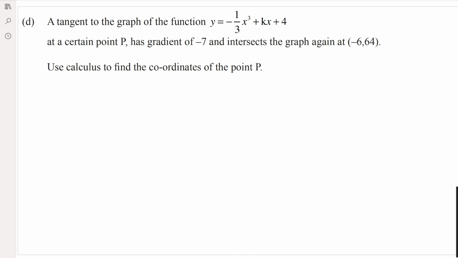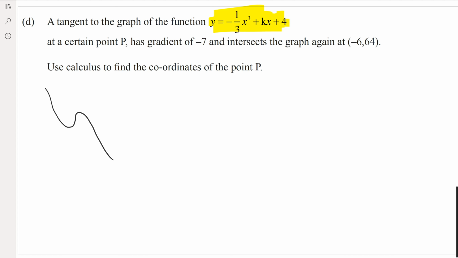So the last question for this particular exam paper, what we have is we've got a tangent to this graph, and it's at some certain point P, has a gradient of -7 and intersects the graph again at -6, 64. So what I tend to do is just draw a rough sketch of this graph here, because if you look at it, it's a cubic graph and it's negative, which means we're going to have a graph that looks something like this. It's not the best diagram, but hopefully you get the idea.